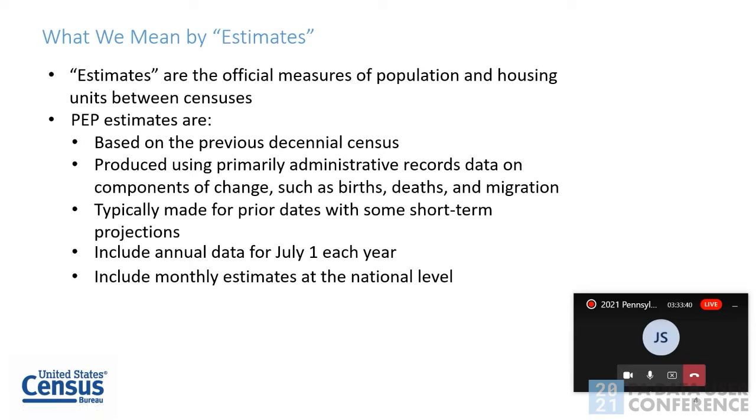What do we mean when we use the term estimates? When we say estimates, we're talking about the official measures of population and housing units between the decennial censuses. I'll get into more detail, but they're based primarily on the previous decennial census. They're produced using primarily administrative records data on components of change, such as information about births, deaths, and migration. We're always looking backward because we need to gather up those administrative data, put them in our models, and turn the cranks to create the estimates, so they're for prior dates, although we do disseminate some short-term projections. Usually our estimates are as of July 1 of any given year, although we do monthly national estimates as of the first of the month.